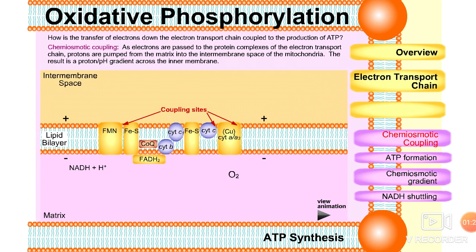This means that during the transport of electrons within the electron transport chain, protons are translocated from the mitochondrial matrix into the intermembrane space. A particular amount of protons is translocated into the intermembrane space. As a result, within the intermembrane space, due to accumulation of protons, the pH becomes low.